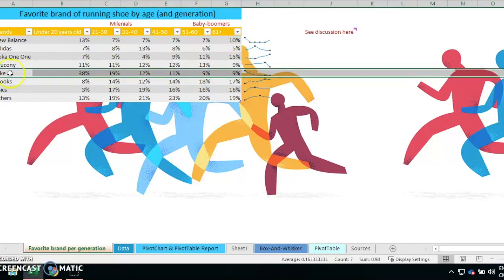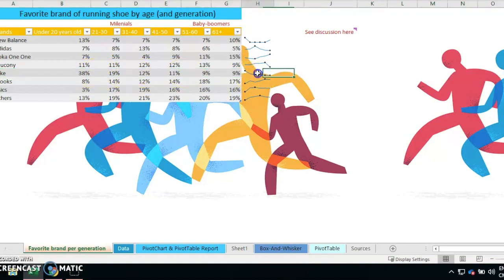So here what the management at Nike could say is that they're really popular at the beginning, but after it's pretty much a downfall for Nike. So they really have to focus on people under 30 years old. So this is one piece of information that Nike could have in management.